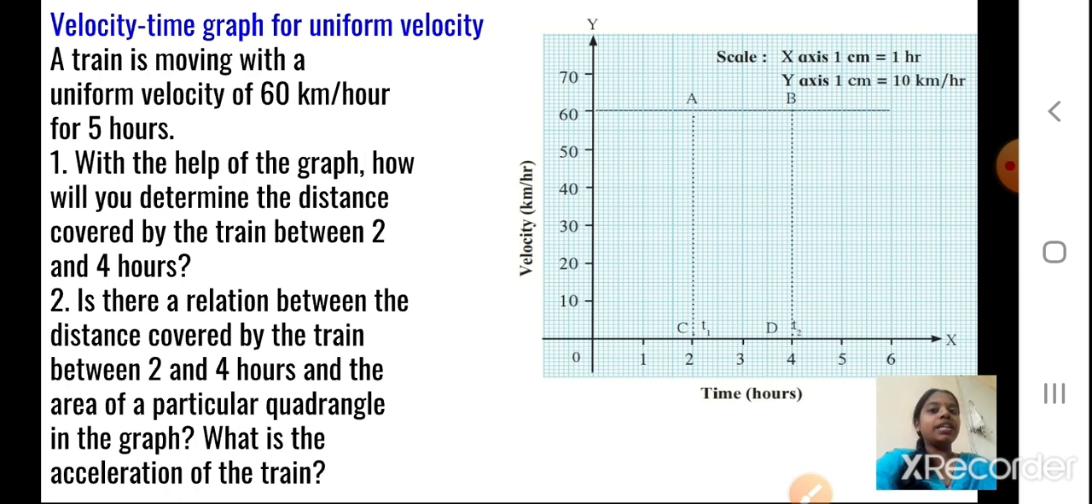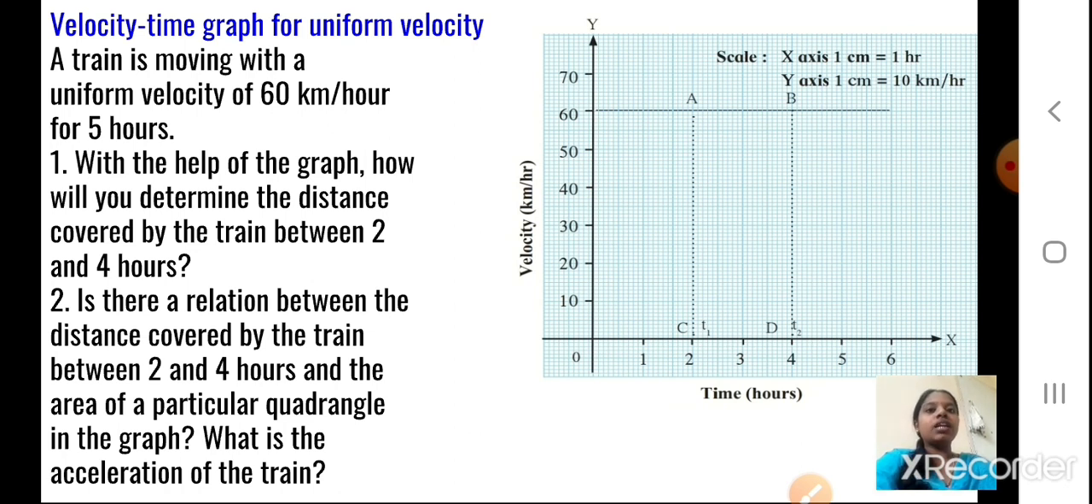Now we are going to do the next graph, that is velocity time graph for uniform velocity. Okay, students. Now a train is moving with a uniform velocity. Uniform velocity means velocity is not changing. It is a constant value, that is 60 km per hour. For 5 hours, it has not changed its velocity. Now we have to answer some questions with the help of the graph.